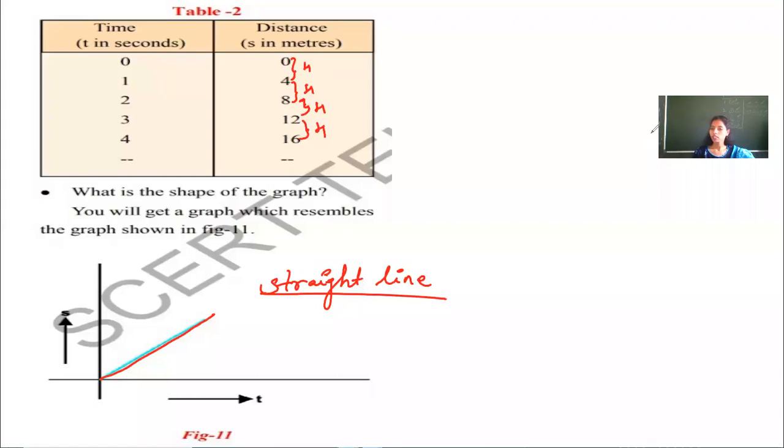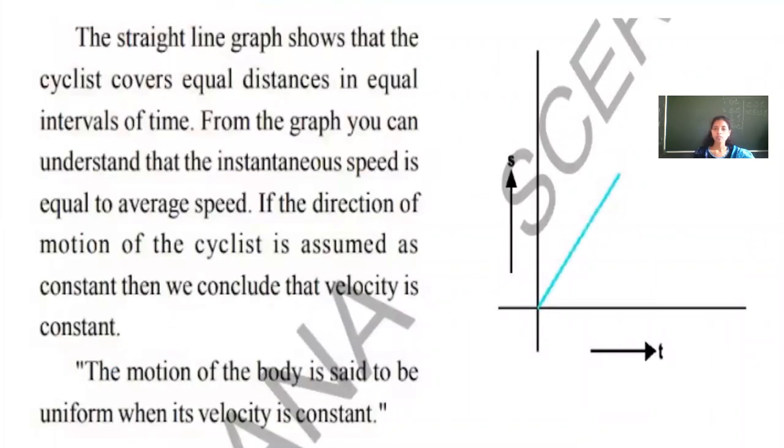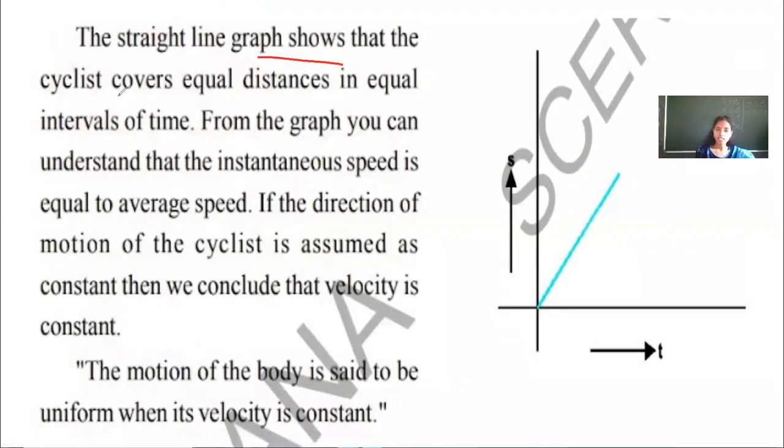So you can draw this graph. If you have a graph paper, take the values on the graph paper and you can draw. You'll get a straight line here. The straight line graph shows that the cyclist covers equal distance in equal intervals of time. Equal distance in equal intervals of time.